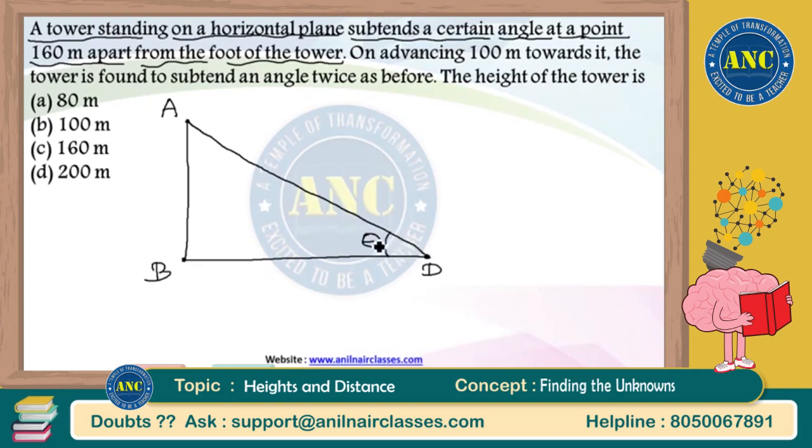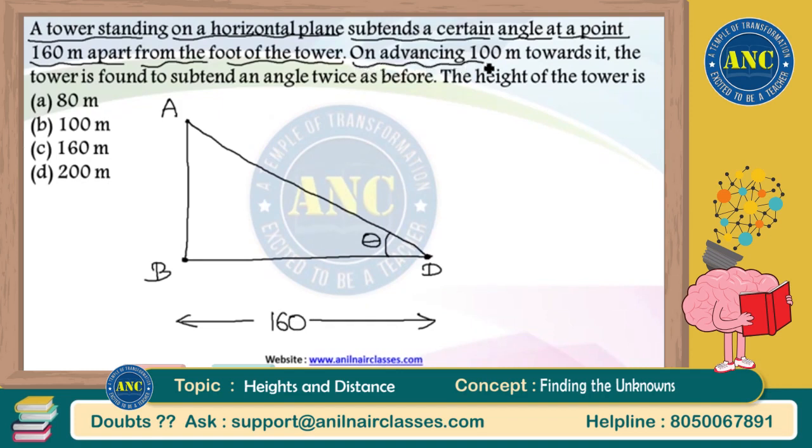I will call that angle some angle theta, at a point 160 meter apart from the foot of the tower. This is the foot of the tower. The point is 160 meter away from that foot of the tower. BD value is given as 160 meter according to the question. Okay, this is clear for me.